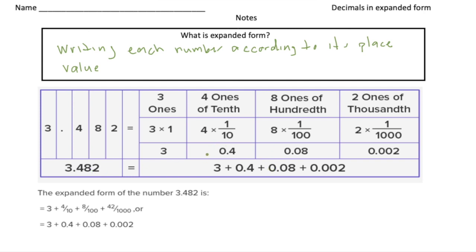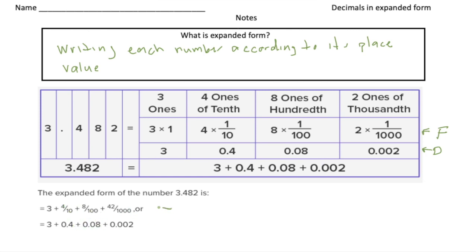So really, there's two types of expanded form you need to be aware of. There's fraction form and then there's decimal form. Okay, and this right here would be considered fraction form. I'm gonna put F for fraction. Okay, and this right here would be considered D for decimal form. Okay, and there's actually another example down here. So it says the expanded form of the number 3 and 482 thousandths is, again, here's the fraction form, and down here is the decimal form.